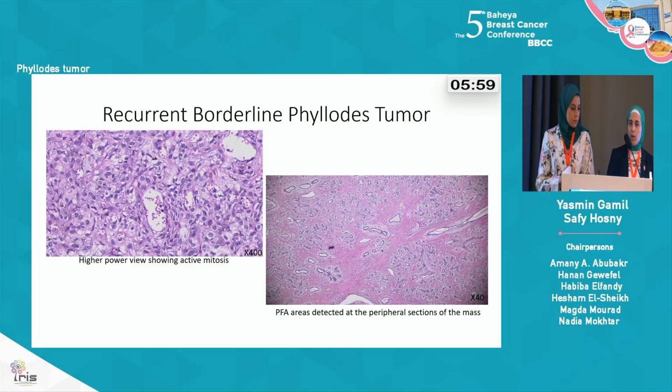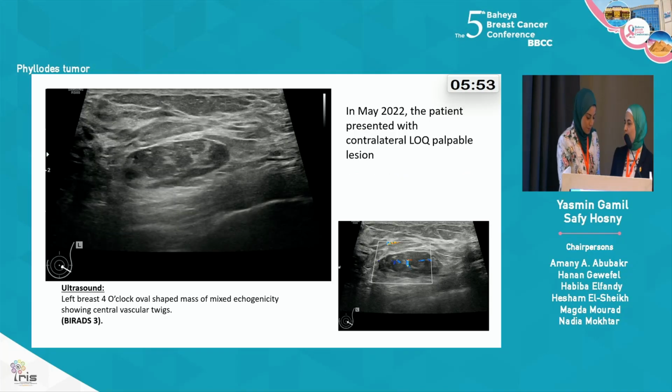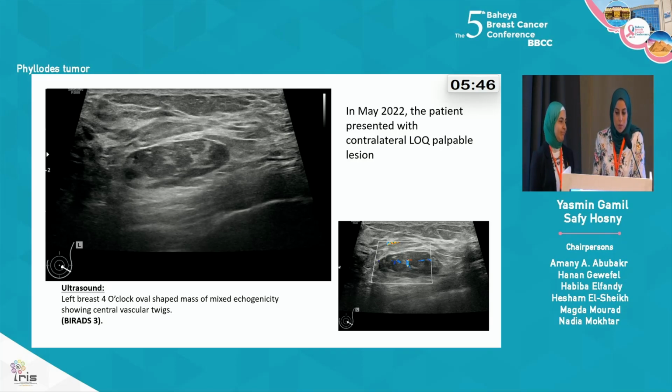So this case was diagnosed as a recurrent borderline phyllodes tumor. Interestingly, the same patient presented in May 2022 with a contralateral, left side, lower outer quadrant palpable lesion. On ultrasound, it was a left breast 4 o'clock oval-shaped mass of mixed echogenicity showing central vascular twigs as seen in the slides. It was categorized as BI-RADS 3.